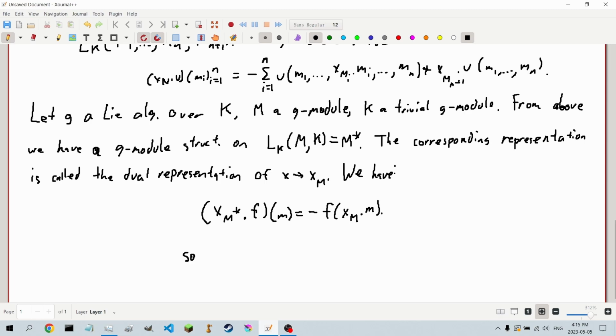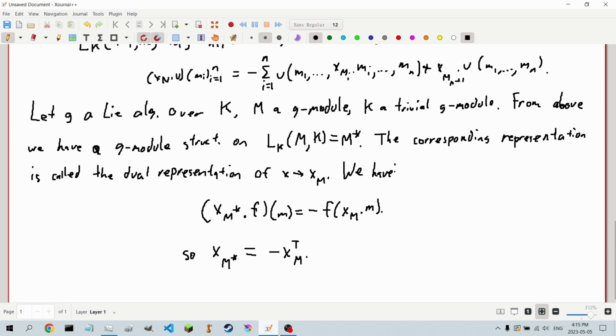So this gives us that x as a representation of M star is just equal to, I believe, the negative of the transpose of x. I'm not exactly sure about the notation there. They just have like a lowercase t vaguely close to x, but I don't see how else it could be interpreted. And this is how I learned to write the transpose, so hopefully that is the right formula.